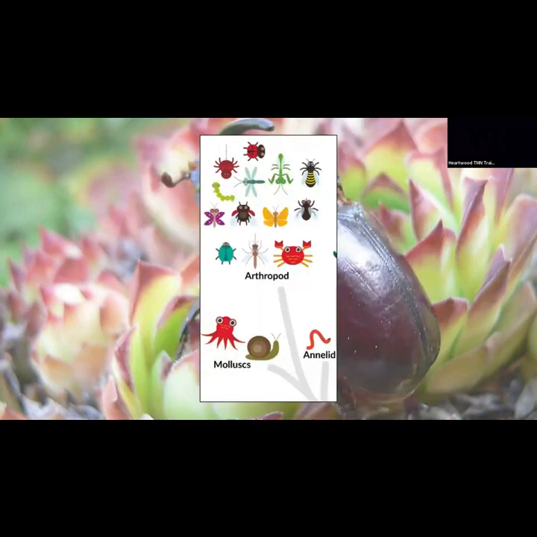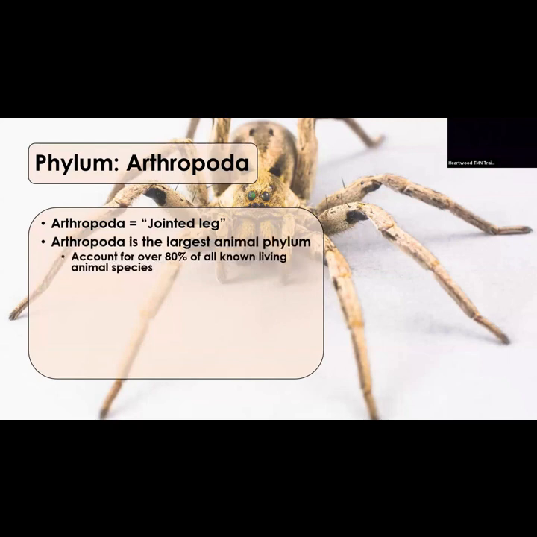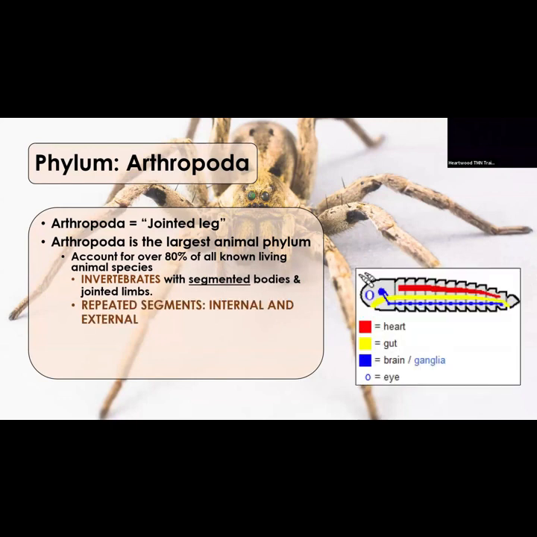So insects are up here with the arthropods. The phylum Arthropoda, in Latin, means jointed leg. So if you think about arthropods, they all have many jointed legs. They are the largest animal phylum, period. They account for 80% of all known living animal species. So if you think about it, insects are in that phylum. There's a lot of insects out there. Arthropods are invertebrates with segmented bodies.